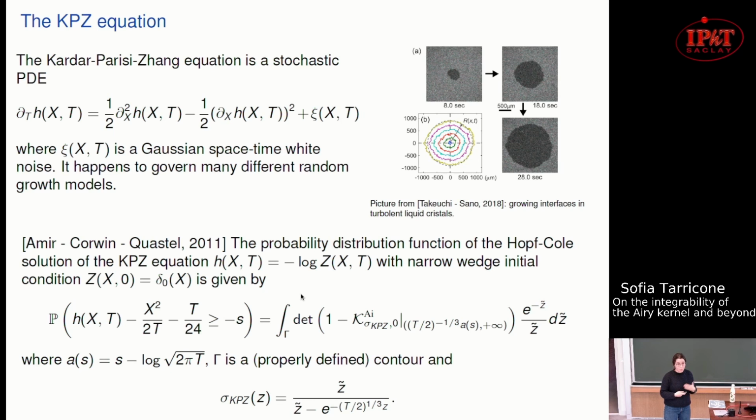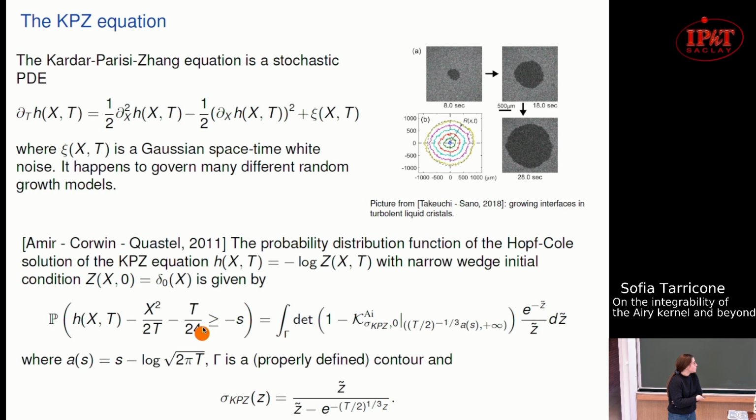And what they proved is that this kind of solution, when you take narrow wedge initial condition, so at time zero Z(x,0) is just the delta function at zero, then this solution h(x,t) has a probability distribution function given by this formula here. What I want you to notice is that this Fredholm determinant is, apart from scaling and inserting the time dependence into the parameter t, the Fredholm determinant of the finite temperature kernel that I just showed you. But when you pick sigma to be a specific weight function, not the general weight function, but sigma should be this sigma KPZ written here.